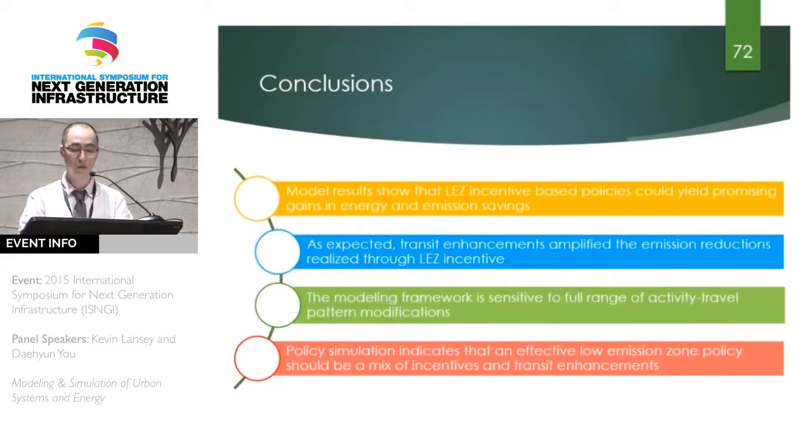As expected, transit enhancement could amplify the reductions of energy consumption and emissions realized through LEG incentive policy because it induced mode shift in the majority market segment of non-eco travelers. It was realized that an effective low emission zone policy is a combination of incentive for eco vehicles as well as enhanced transit service to attract non-eco travelers.